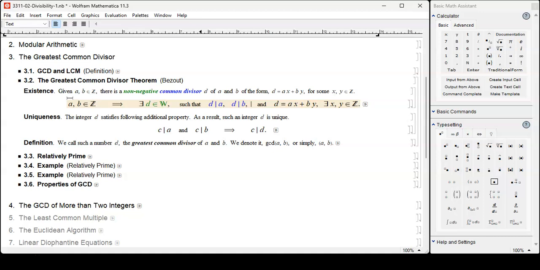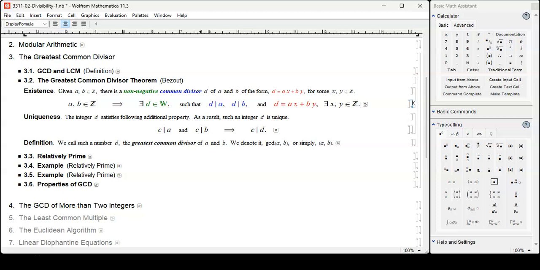Given a pair of integers a and b, there is a non-negative common divisor d of a and b of this form, the linear combination form, d equals ax plus by, where x and y are integers. So this theorem consists of three parts: green, blue, and red. Non-negative integer, or a whole number, that's green; common divisor, d divides a and d divides b, that's blue; and finally, a linear combination, d is of the form ax plus by, where x and y are integers.